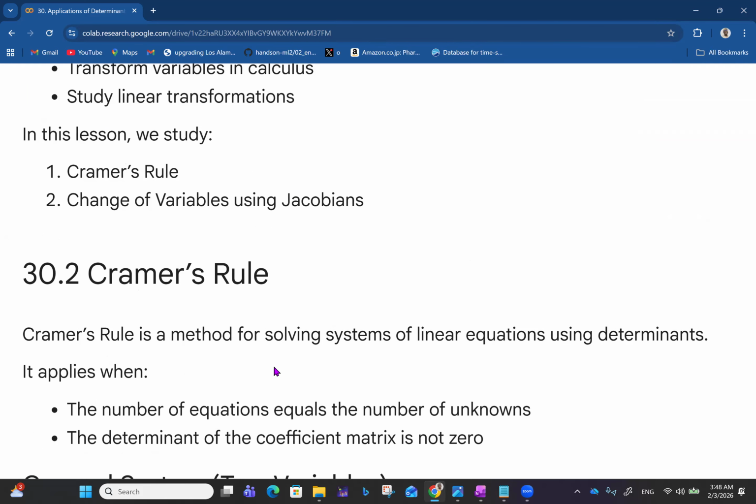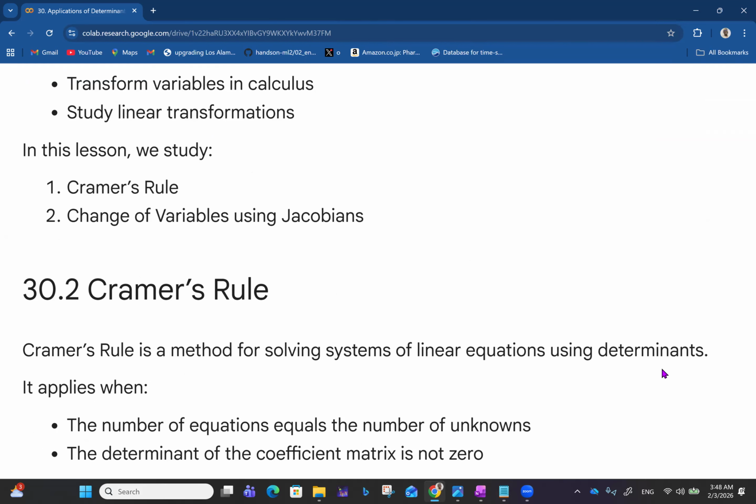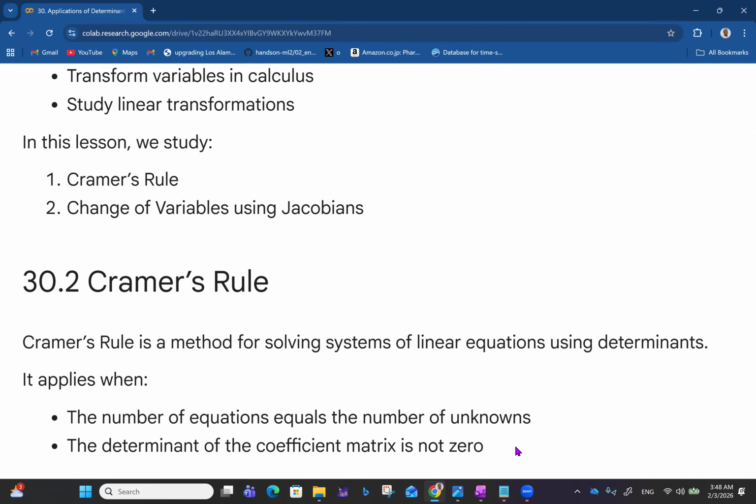Cramer's rule is a method for solving systems of linear equations using determinants. It applies when the number of equations equals the number of unknowns. So if you have the number of equations equal the number of unknowns, then we can use Cramer's rule. If not, we can't. The determinant of the coefficient matrix also must not be zero. That is, Cramer's rule can only be applicable to non-singular matrices.